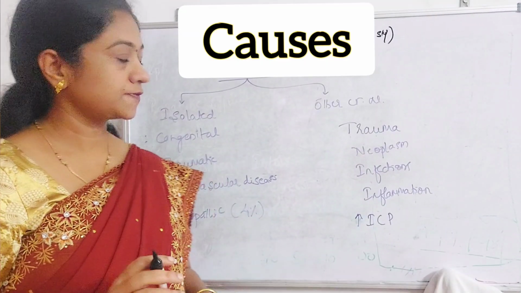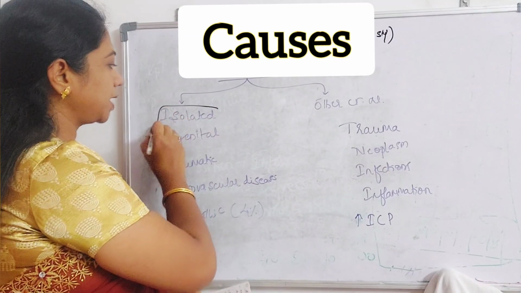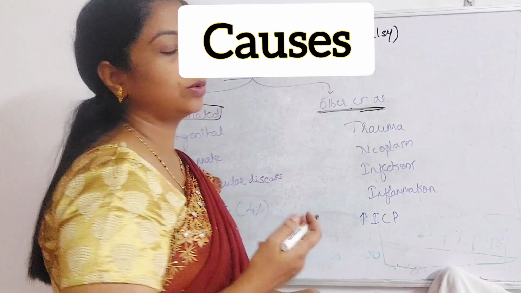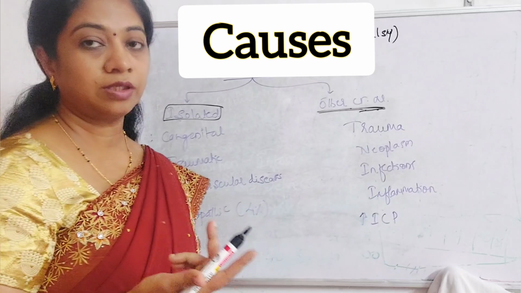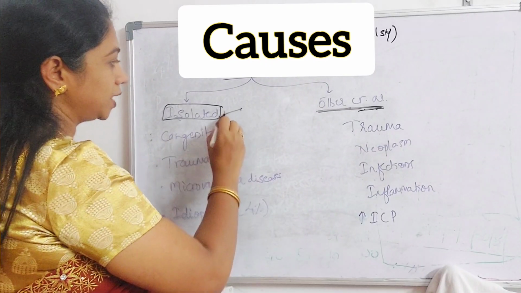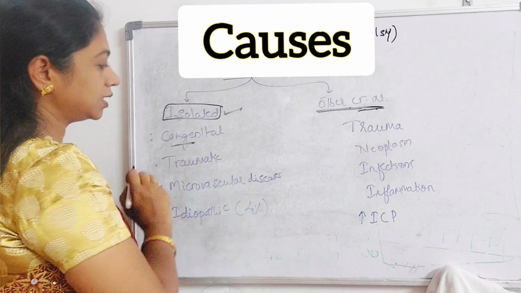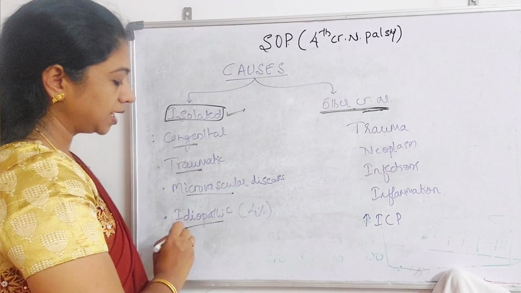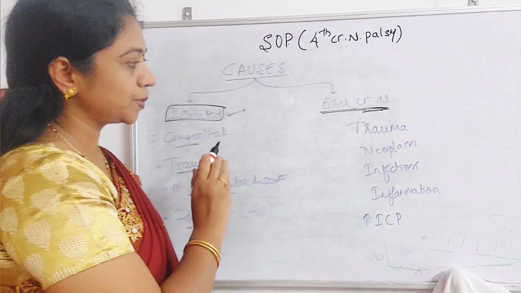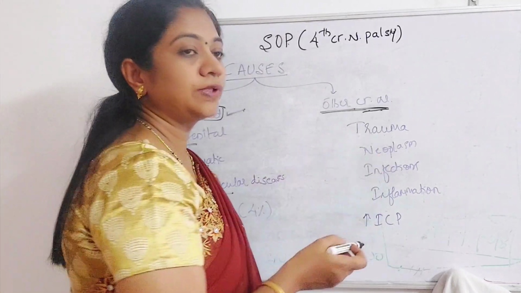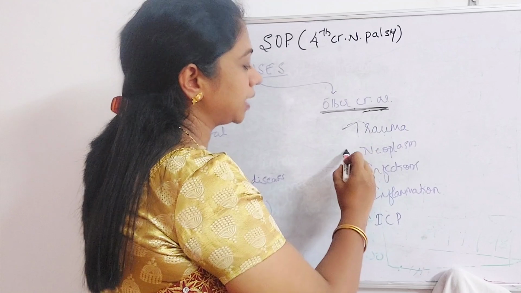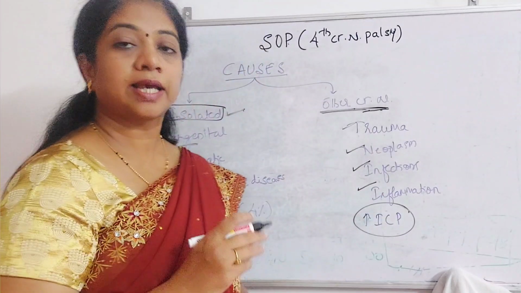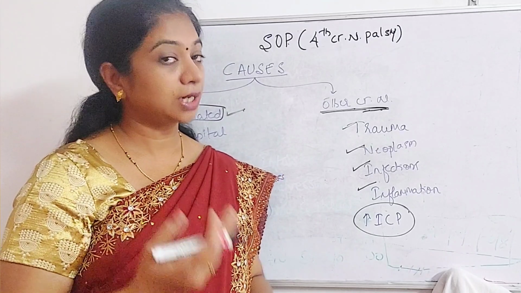Now moving on to the causes for superior oblique palsy. It can be isolated superior oblique palsy, or it can be associated with paralysis of other cranial nerves, which may include the 3rd, 6th or even the 5th cranial nerve or even the optic nerve. The causes for isolated superior oblique palsy are congenital, which is most common, traumatic causes, microvascular diseases like diabetes and hypertension, and it can be idiopathic in 4% of cases. It can be associated with other cranial nerves following trauma, or there can be neoplasm, infection, inflammation, or even raised intracranial pressure leading to superior oblique palsy with other cranial nerve palsy.